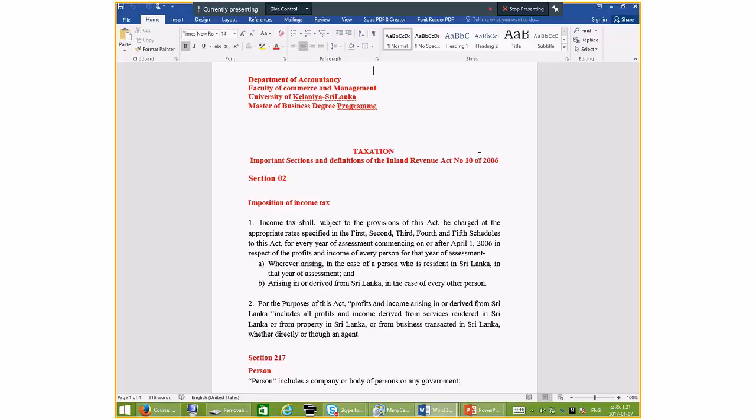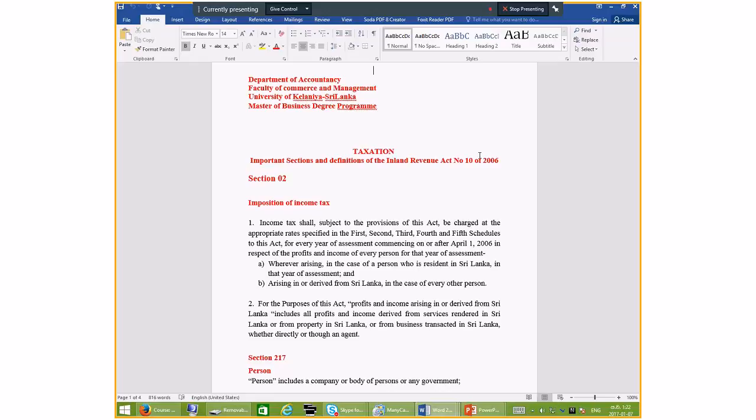Again, who is a resident in Sri Lanka? Among persons also, some are resident in Sri Lanka, some are not resident. That part we call the non-resident. The B says the profit arising or derived from Sri Lanka in the case of every other person. The A says wherever arising in the case of a person who is resident in Sri Lanka in that year of assessment. Here, normally its general meaning is who is resident in Sri Lanka, and immediately the individual comes to our minds.